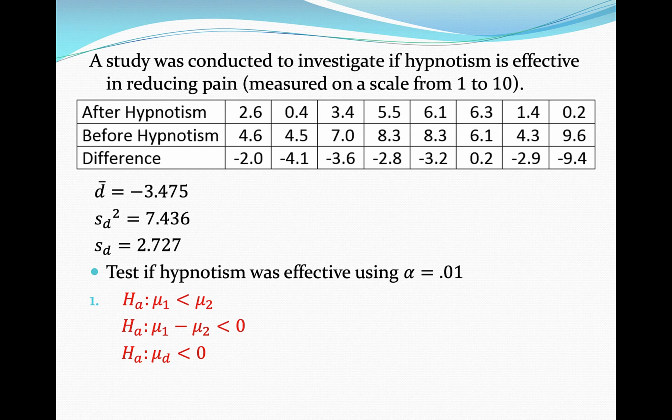But do notice that proving that mu sub d is less than 0 is equivalent to proving that mu1 is less than mu2, meaning that hypnotism was effective in reducing pain. So if we're able to prove this, we're going to be able to conclude that hypnotism was effective.